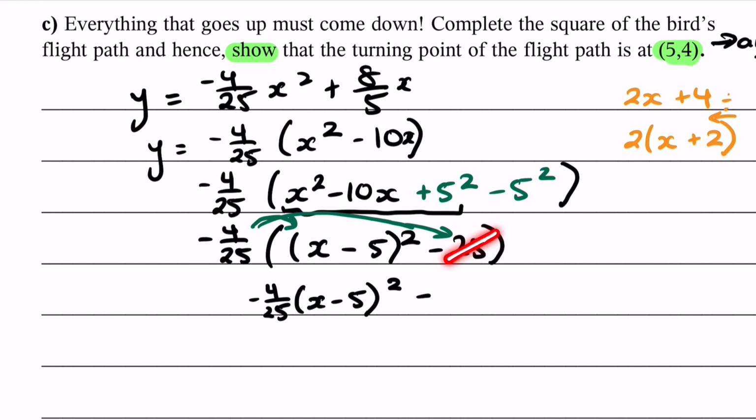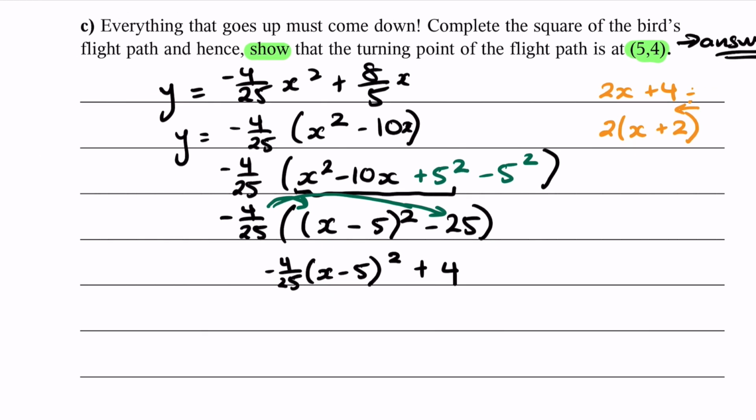And here, it's a fraction. The denominators match, so 25 divided by 25 cancels out. So you end up with negative 4 times negative 1, which is going to be positive 4. So that is the square completed.